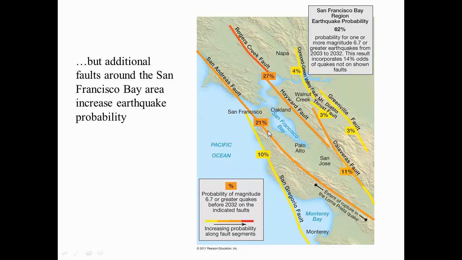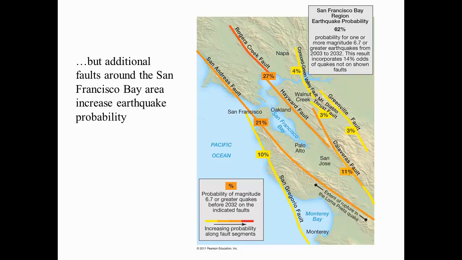We saw that the San Andreas in the northern segment has a 21% probability of a major earthquake, but just to the east we have the Hayward and the Rogers Fault that has a 27% probability of a major earthquake. We had the Calaveras Fault further to the south with 11% probability, and even other faults indicated in yellow that have less than a 10% probability.